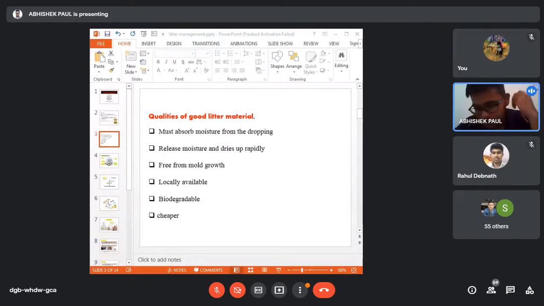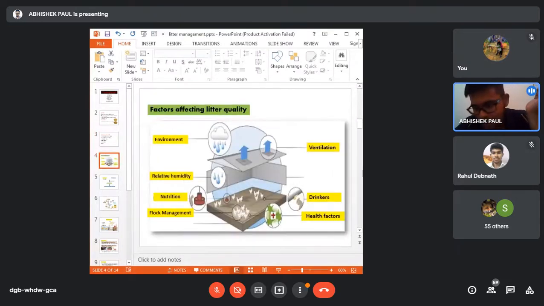It should be cheaper. So these are the characters. This slide is very, very important, so I want to discuss this one in detail. Okay, the factors affecting the litter quality. These are the factors which affect the litter quality.